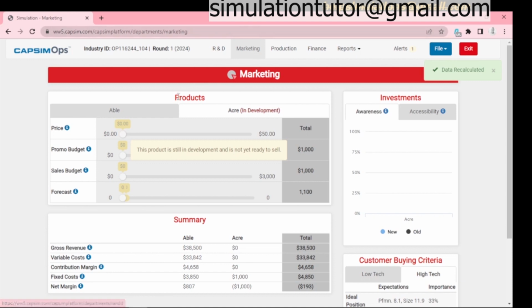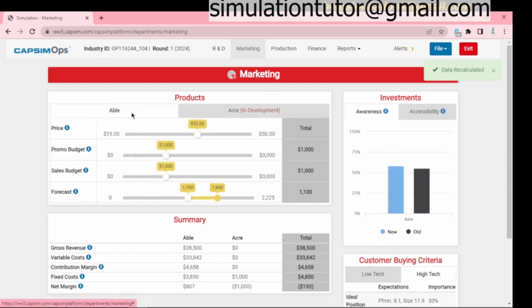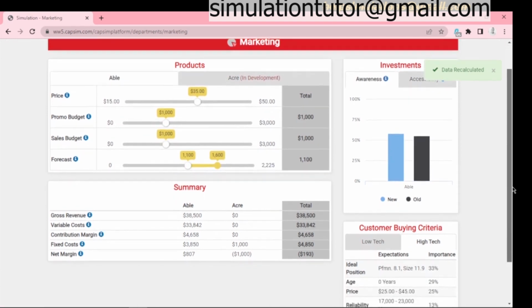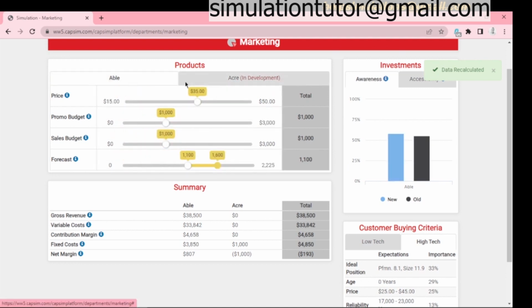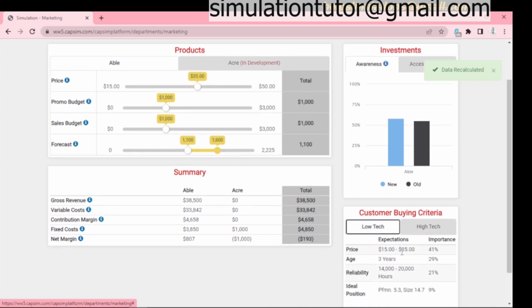I won't make any marketing decisions for the Eka product because it's still in development. It will come out next year. So I'll revert back to the Able product, and I'll also use the consumer buying criteria to set these decisions. Remember, they want an age for the Able product. So I'll also switch here to low tech. They want a price of between 15 to 35.